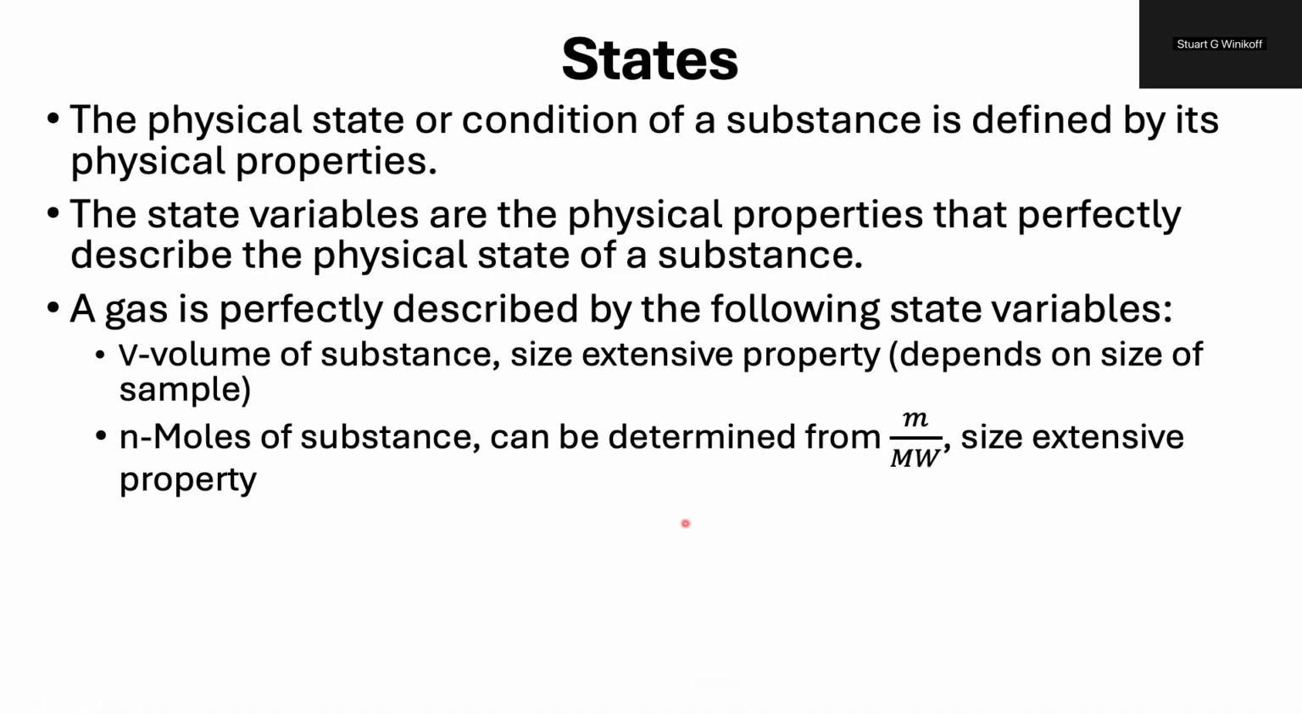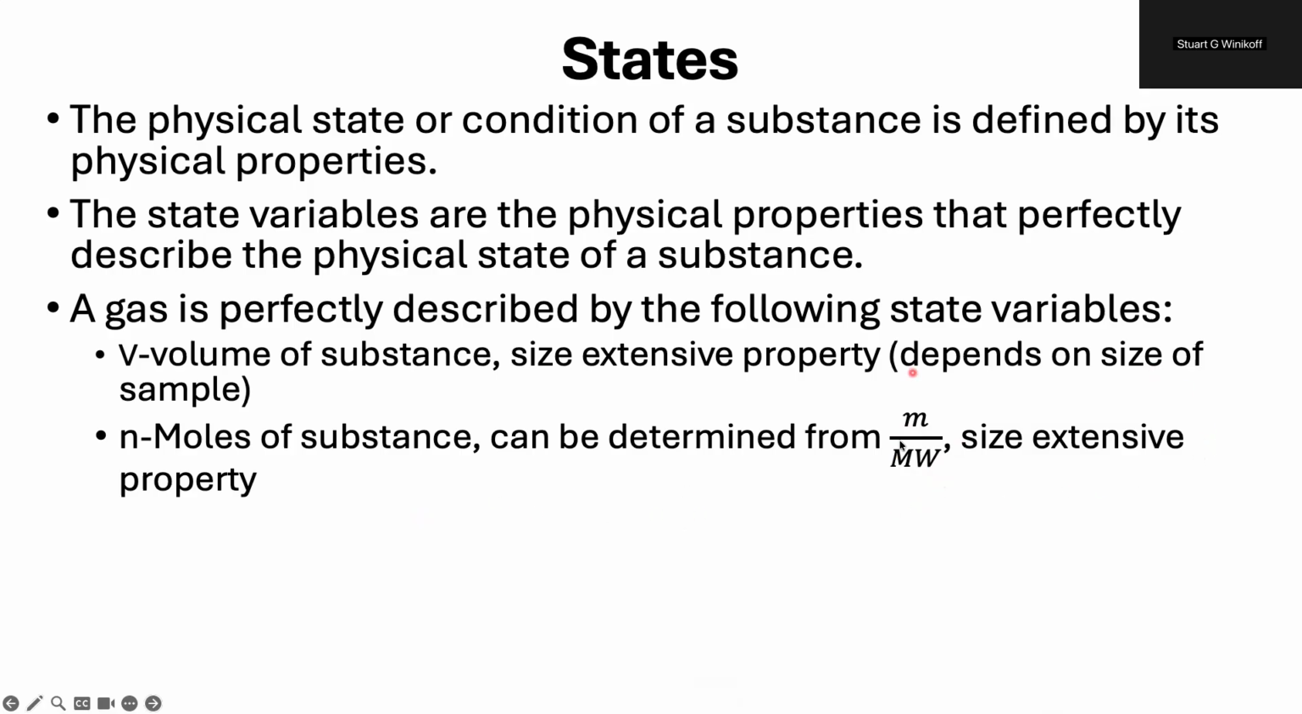Similarly, our next big state variable is the moles of substance. So this is also going to be a size extensive property. And in practice, we're often determining this from some other piece of information, like the mass of substance. And we can do this as long as we have the molecular weight of the gas of interest.